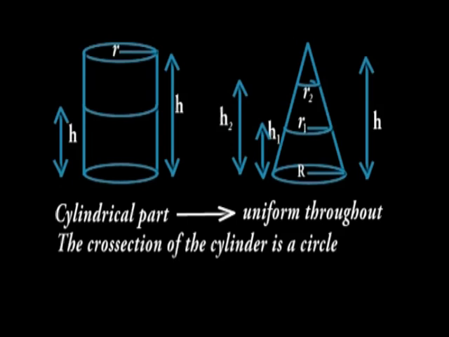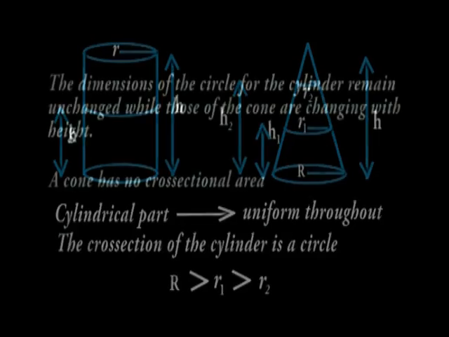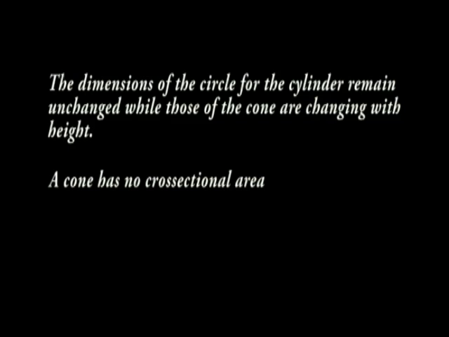Now consider the cone. At the bottom is a circle of radius capital R. At the height h1, the radius reduces to a small r1 and further to r2 at height h2, such that capital R is greater than r1, which is greater than r2. The dimensions of the circle for the cylinder remain unchanged, while those of the cone are changing with height. A cone has no cross-sectional area.